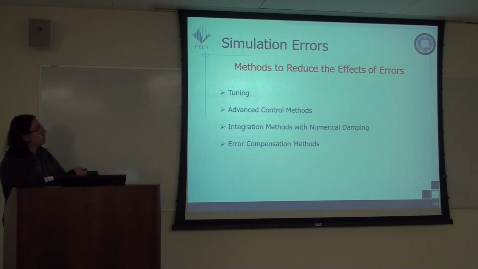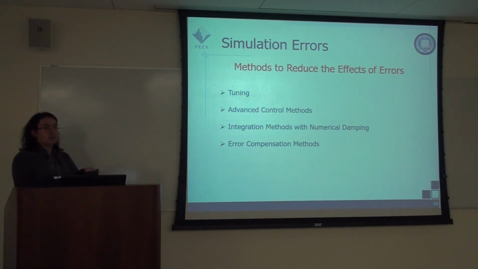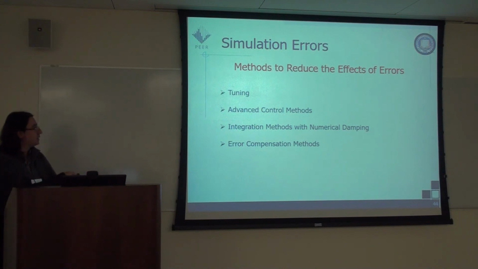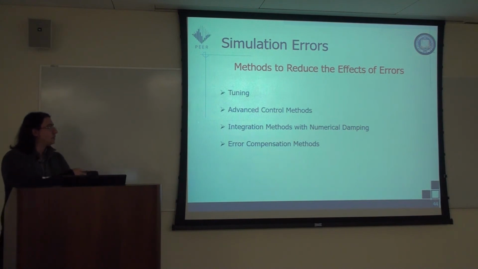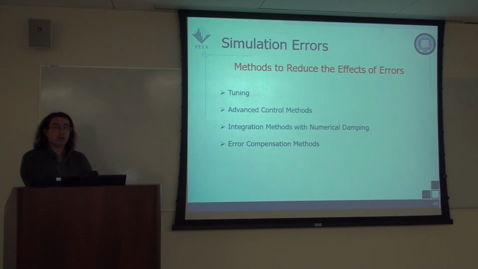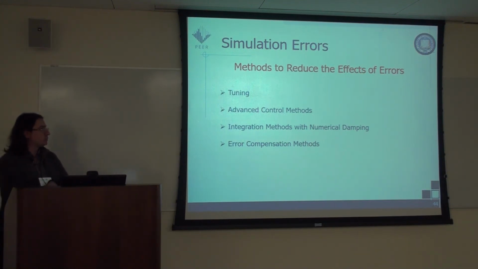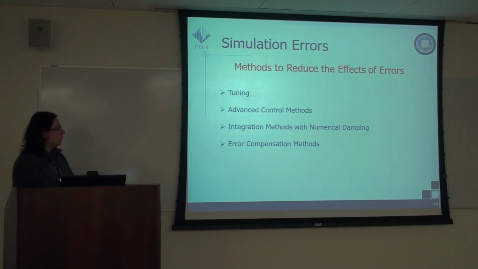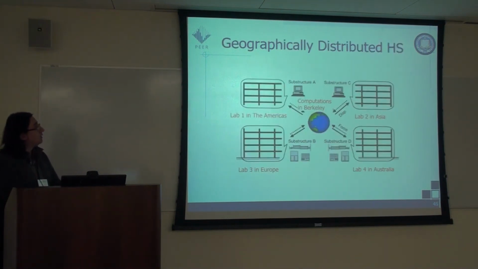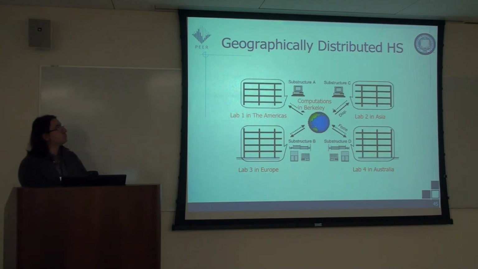Okay, so the methods to reduce the effects of errors: basically you need to do a good job in tuning, and if you don't have a sufficient controller, you need to use advanced control methods. And as I mentioned, integration methods with numerical damping are preferred, and error compensation methods can be used as well, and there are various methods for this. Professor Bosan showed one method, and Dr. Yu showed another method. And we'll see another method later on during the shaking table demonstration. And so these are my last 2 slides.